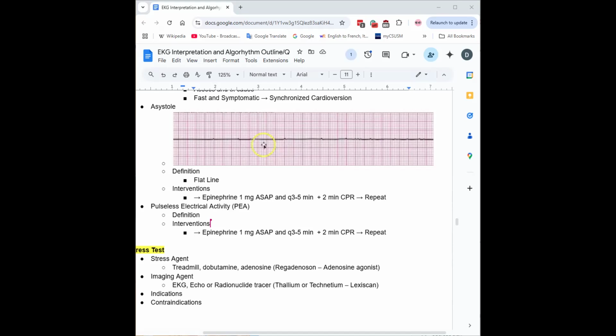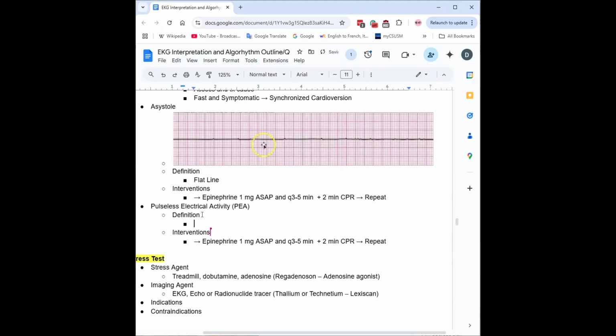I'll give you guys a hint. It's pulseless and it's electrical activity. It's right in the name, right? It's basically pulseless electrical activity. You see electrical conduction, but there ain't no pulse. Pretty much just any rhythm other than VTAC or VFib without a pulse.